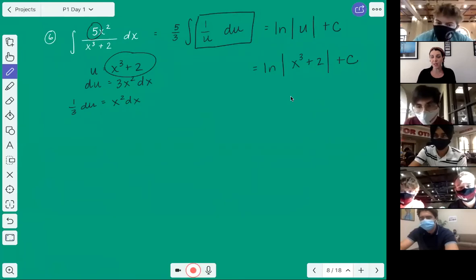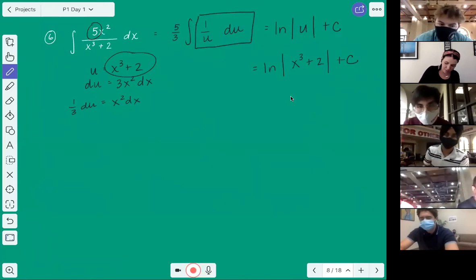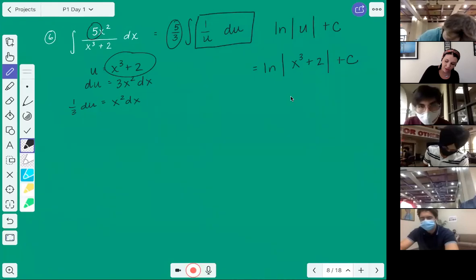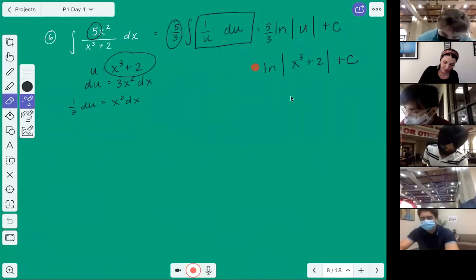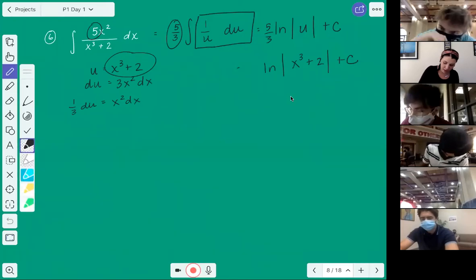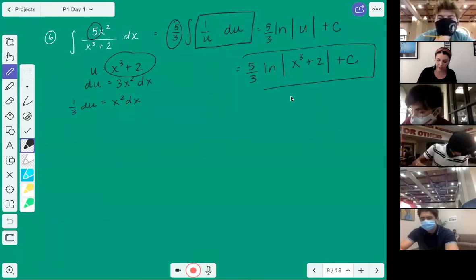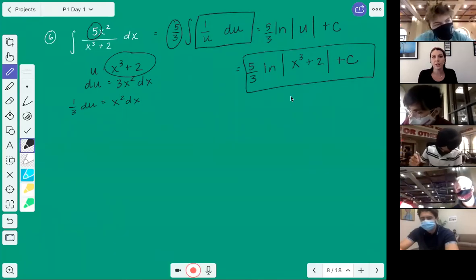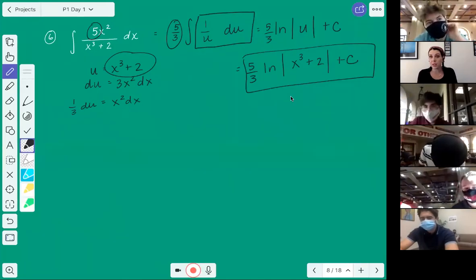Go ahead, yes? You still have to multiply by 5/3. Yes, you're right, we absolutely do, thank you. I got so caught up in the ln. You are absolutely right. So we had this 5/3 out in front, that 5/3 gets multiplied here. That 5/3 also gets multiplied here. Thank you very much for correcting me on that. Absolutely correct. Other questions?